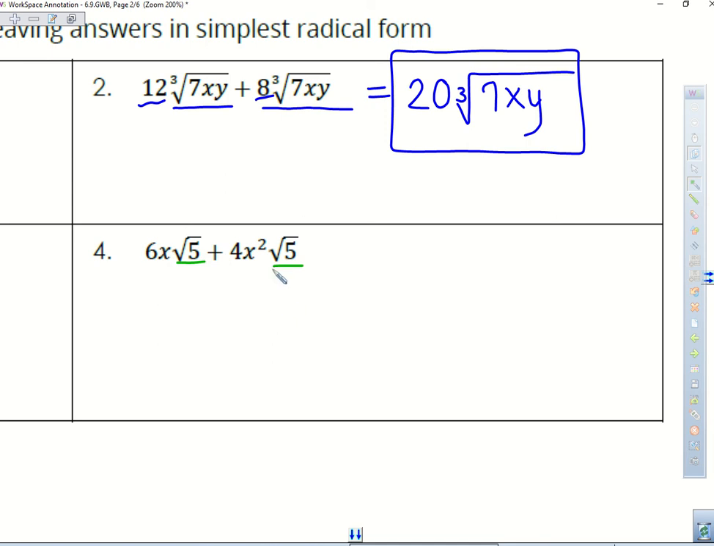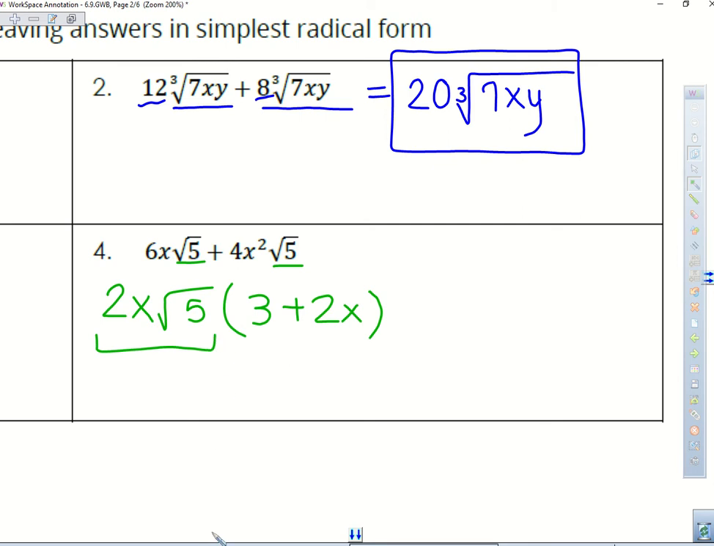But I just want to bring up something, because I see this come up. They could ask you to give this answer in factored simplest radical form. You could factor out a GCF here of 2x radical 5, right? That would leave me with 3 plus 2x, wouldn't it? So they can take out a GCF. I'm not saying you had to do that here, but I just want to point out that they could have you take out a GCF. So that's what that would look like. You can take out a radical GCF.